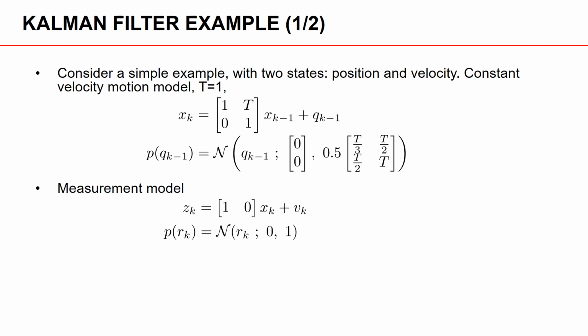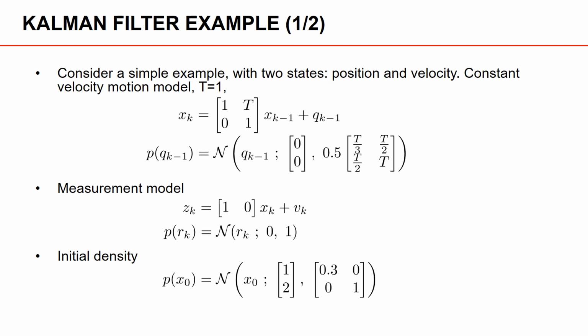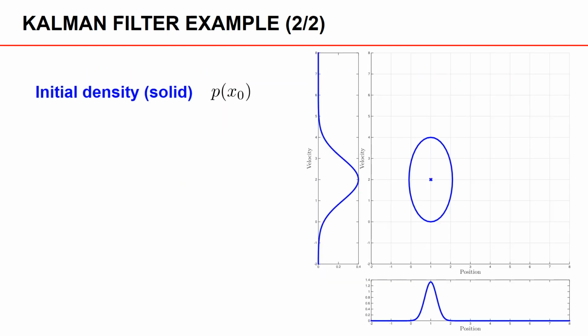The measurement model is a linear model that measures the position with some noise that has mean value 0 and variance 1. And let's also assume that we have an initial density that is Gaussian. It has a mean vector with position 1 and velocity 2, and a position variance of 0.3 and a velocity variance of 1.